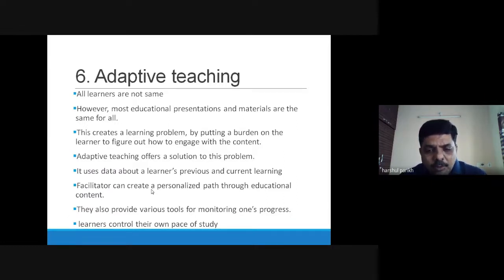They also provide various tools for monitoring one's progress. These tools can be arranged by teachers only, to know at which level the learner has reached. So learners can control their own pace of study. So this is the adaptive teaching we can implement.